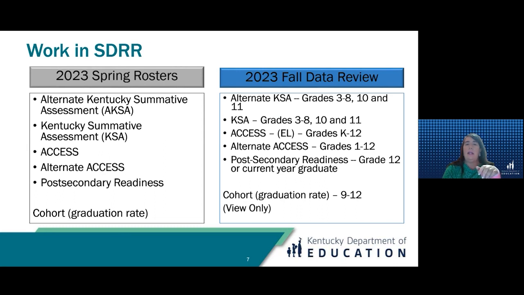And then the other function of SDRR is to look at your data one more last time, your individual student data, and be able to correct that for the same things that you did in the spring, that you'll be able to make some changes in the fall. Now, do want to say, though, for cohort in the fall for data review, it is view only. So those changes have to be made back in Infinite Campus.